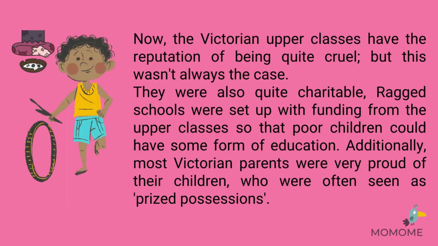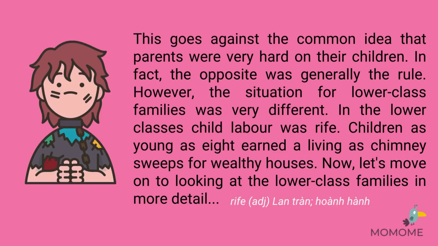Now, the Victorian upper classes have the reputation of being quite cruel, but this wasn't always the case. They were also quite charitable. Ragged schools were set up with funding from the upper classes so that poor children could have some form of education. Additionally, most Victorian parents were very proud of their children, who were often seen as prized possessions. This goes against the common idea that parents were very hard on their children. In fact, the opposite was generally the rule.